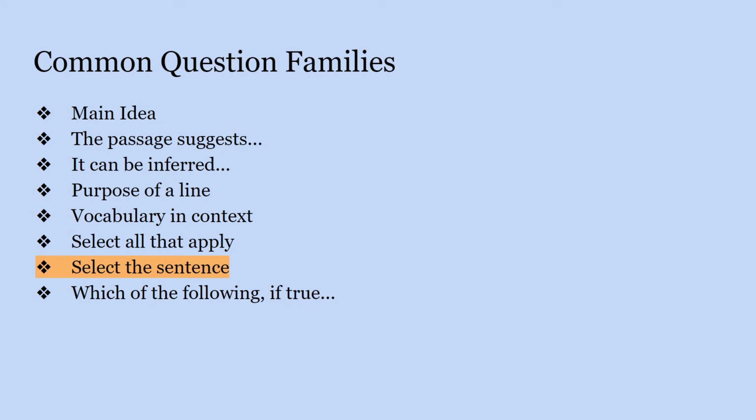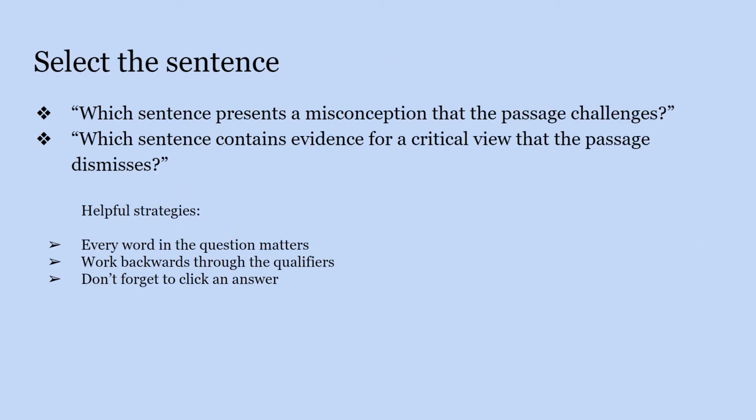The next type of question we want to look at is select the sentence. So this is the one on the computerized test where you click on a line to highlight it. And the question will often be worded in a bit of a convoluted way with sort of several qualifiers strung together, right? So here, which sentence presents a misconception that the passage challenges? Or which sentence contains evidence for a critical view that the passage dismisses?